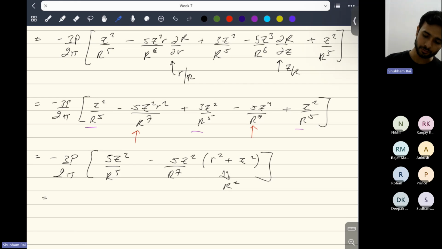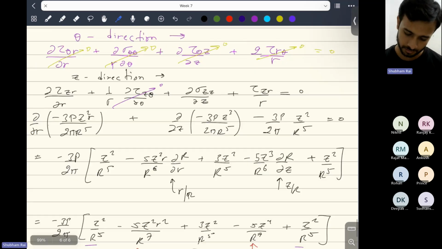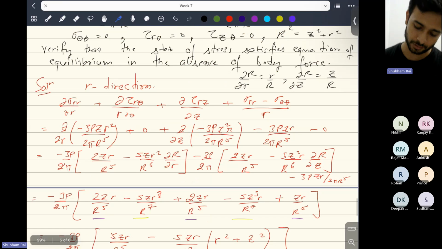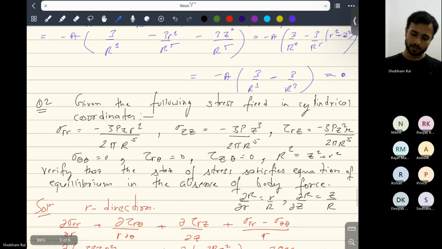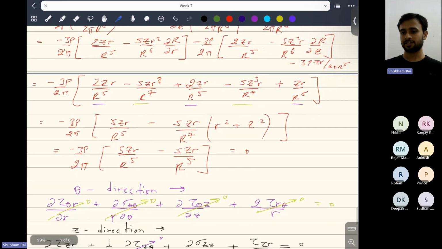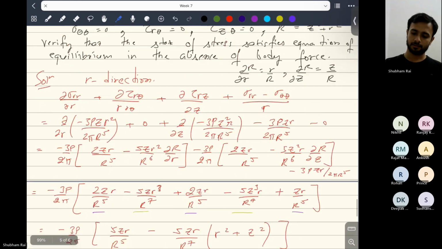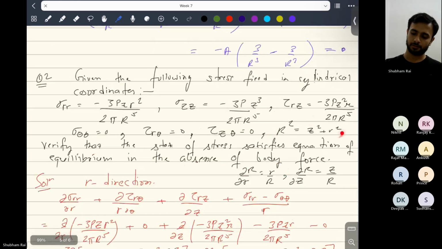So these terms will be 0, because here you have 5z square over R5, and here also, so this will be 0. So in this way, we have satisfied the equilibrium equation in all the three directions. So we just have to differentiate carefully and use this relation and these differentials. Okay.